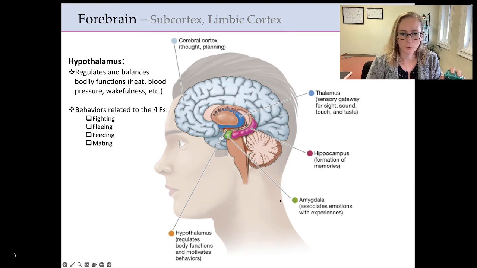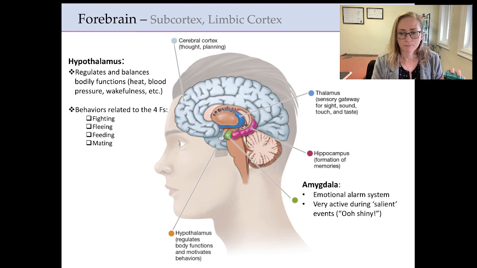Now we have 2 more over here. So, hippocampus. We'll come back to hippocampus. But let's talk about amygdala real quick. Has a reputation of being the fear center. It certainly does fear processing, but it does a lot more than that. So I like to call it the emotional alarm system.